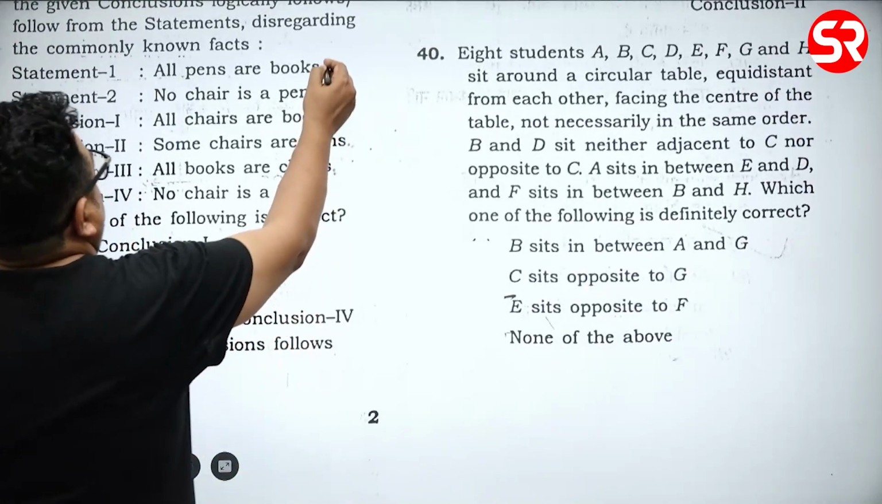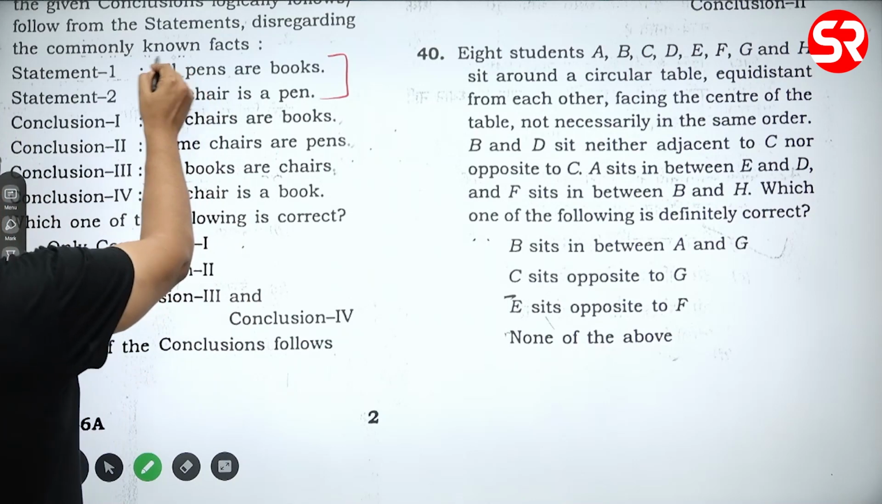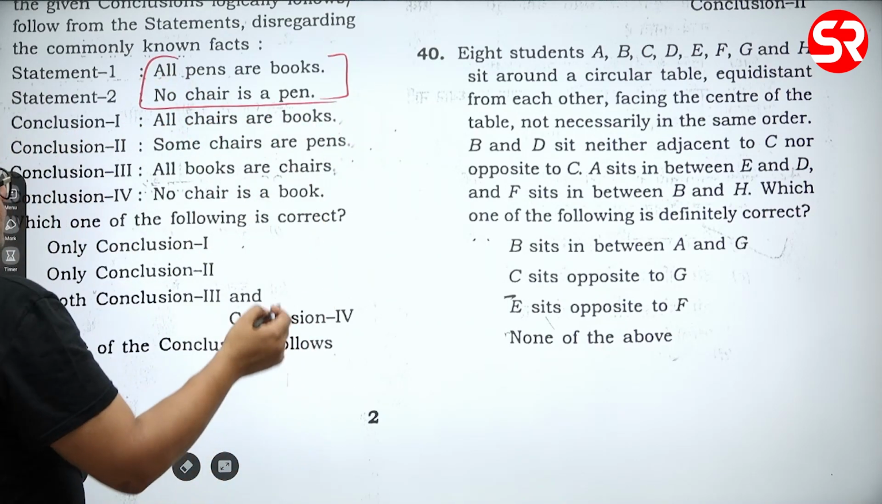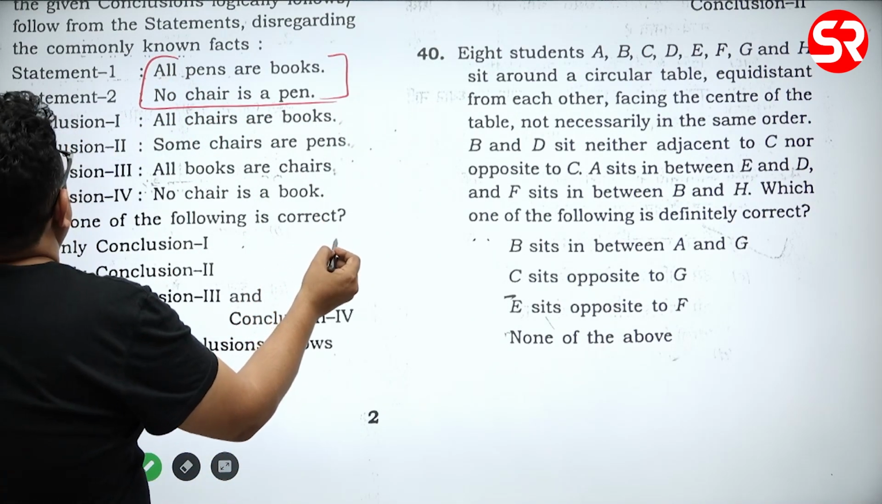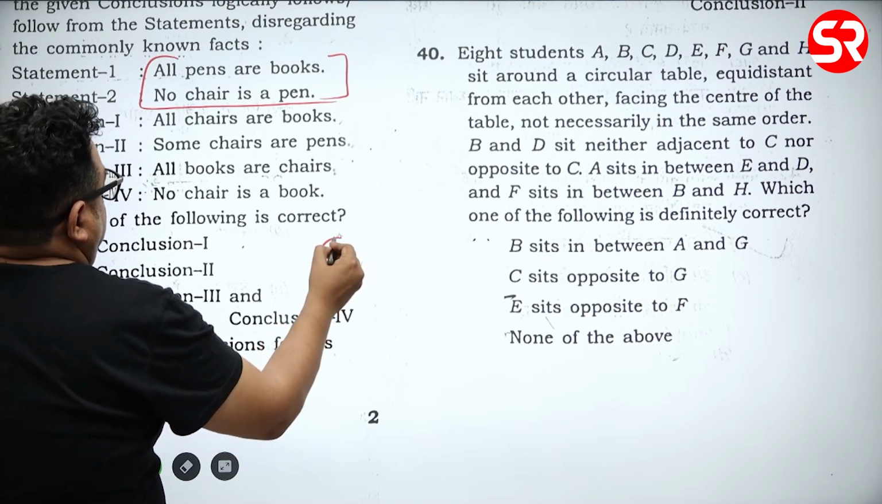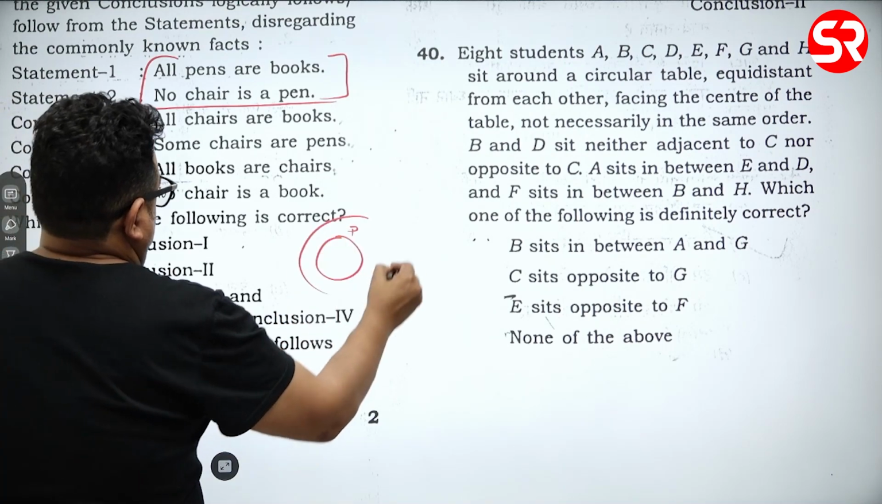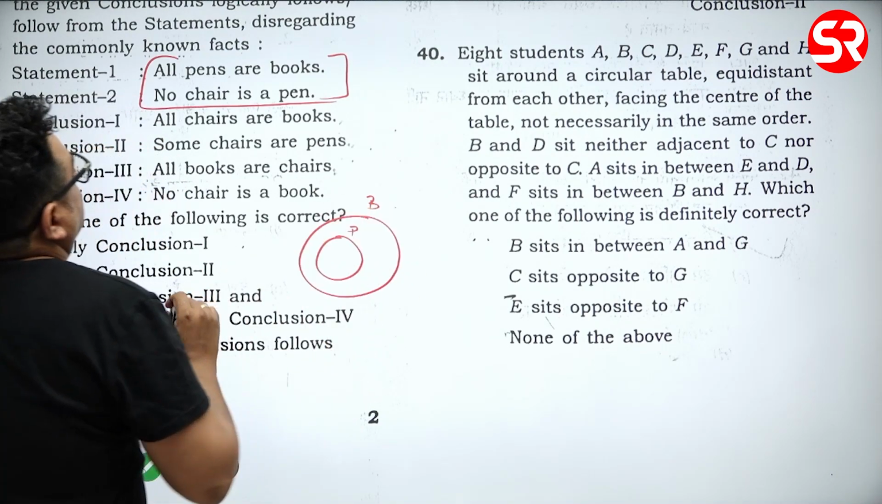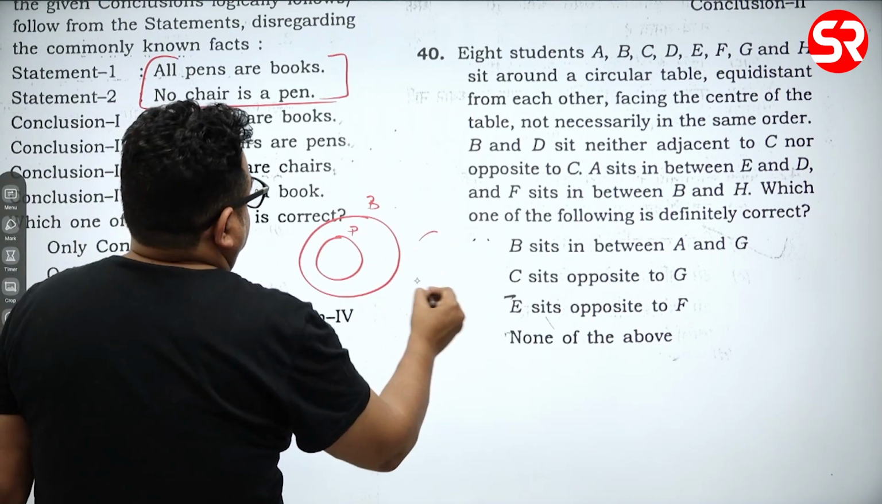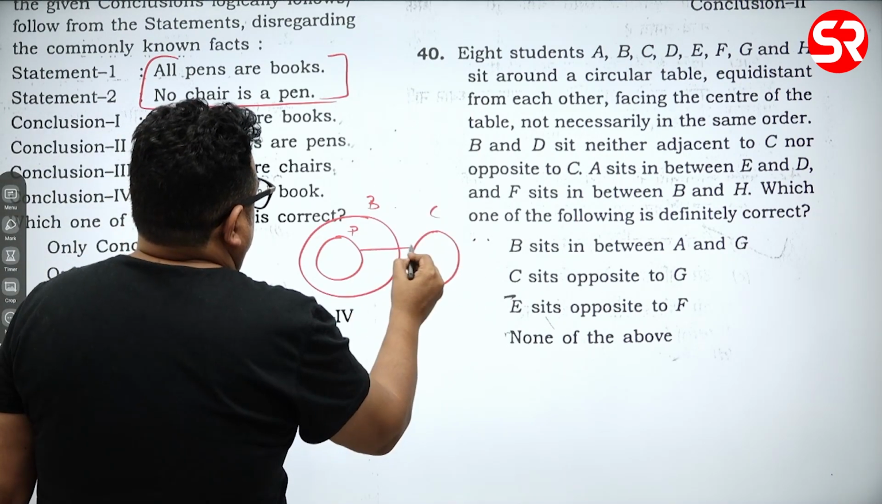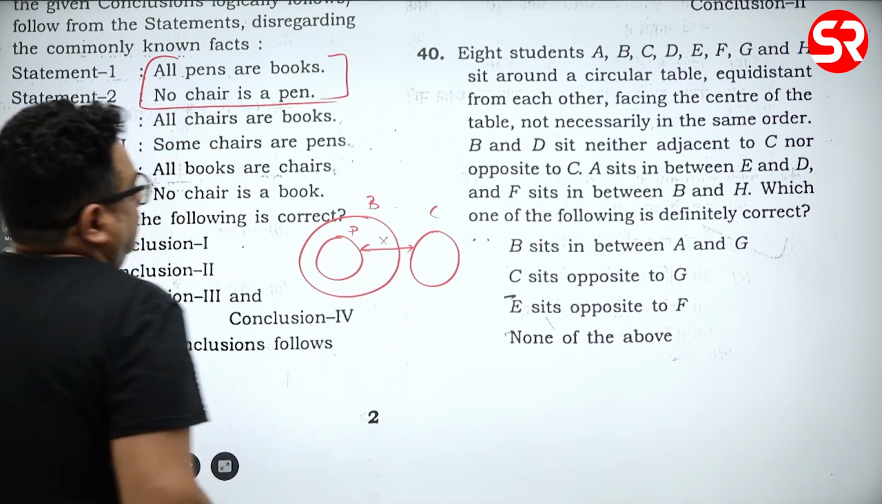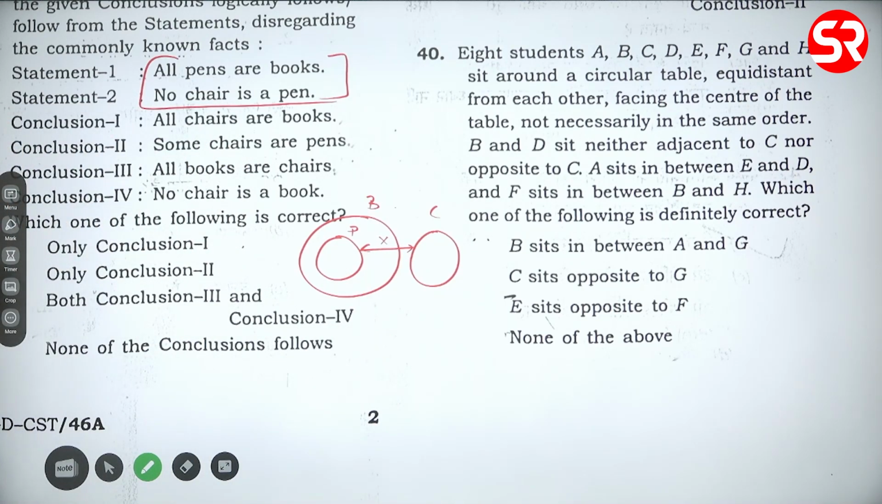He says all pens are books, no chair is a pen. So there are 2 statements only. All pens are books and no chair is a pen. There is no relationship between chair and pen. Alright. Then the first conclusion, all chairs are books, is not at all possible.